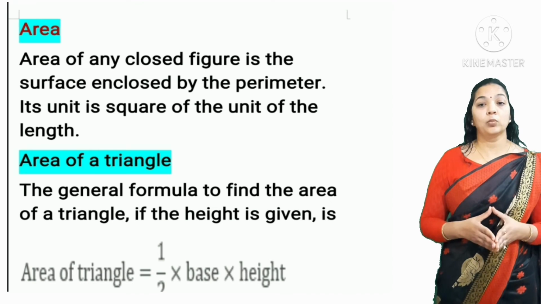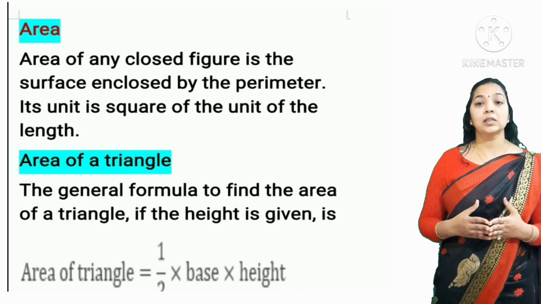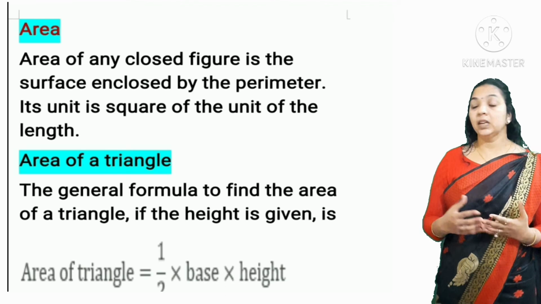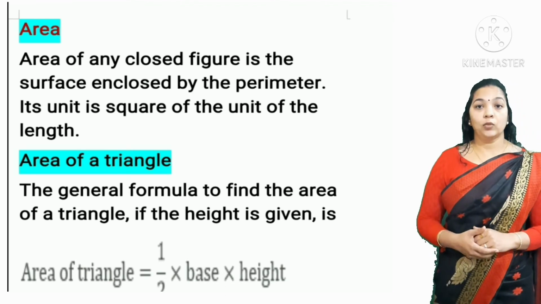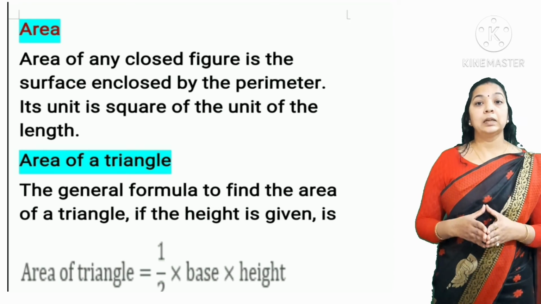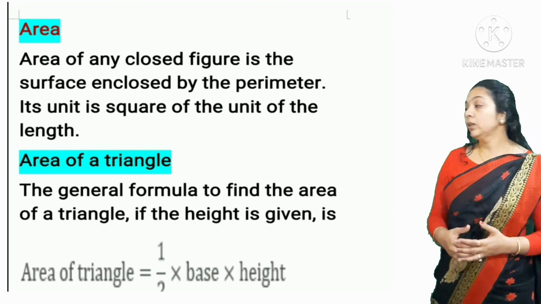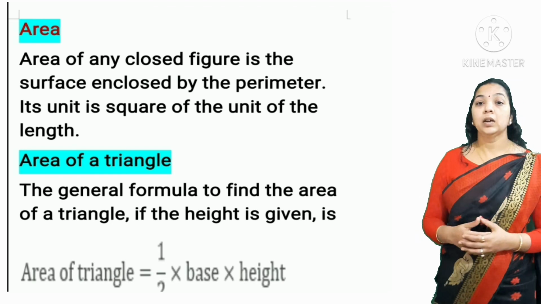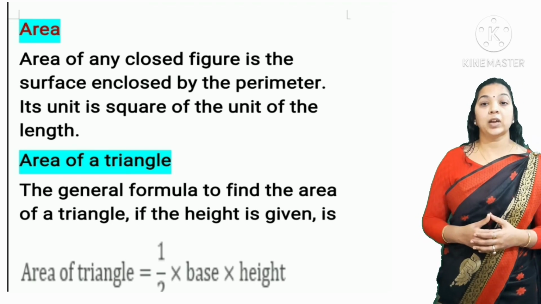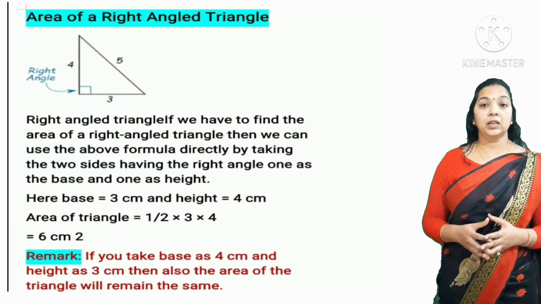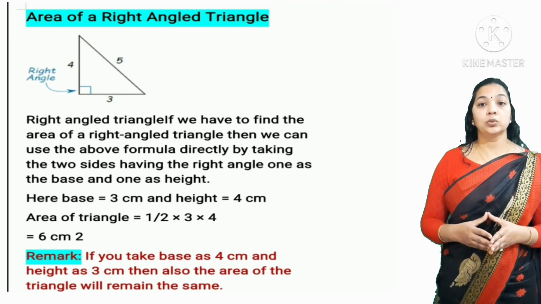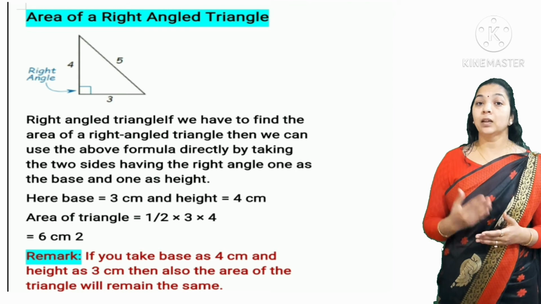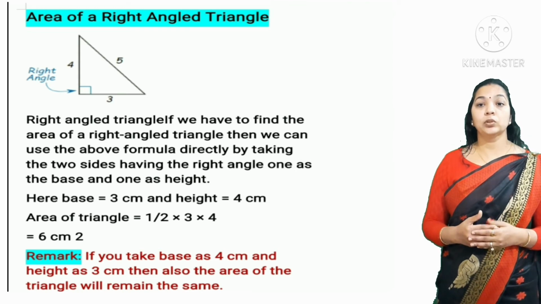The general formula for finding the area of a triangle, if the height is given, is area of triangle is half of base into height. This is the general formula. Now, area of a right angle triangle. Here you can see the given figure is of a right angle triangle. We have to find its area, so we can use the above formula: half of base into altitude directly.